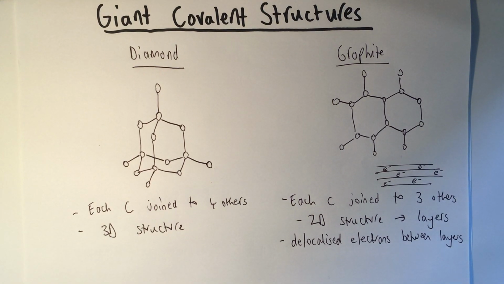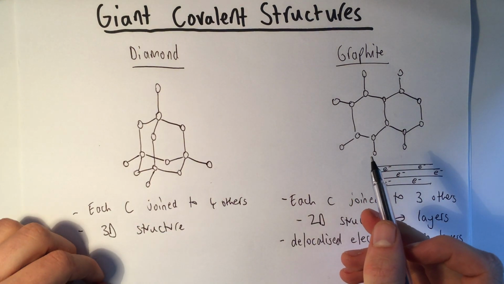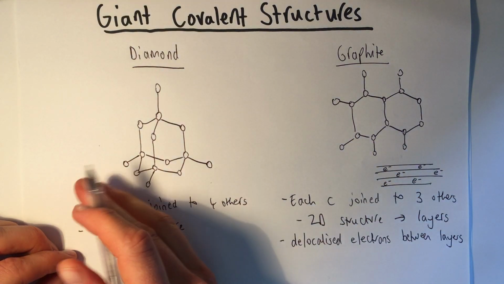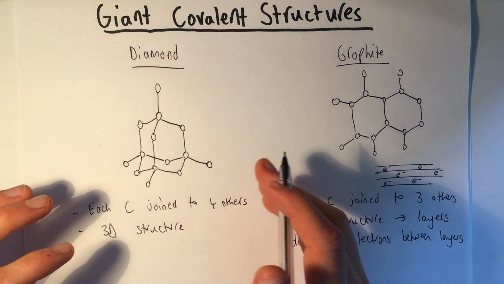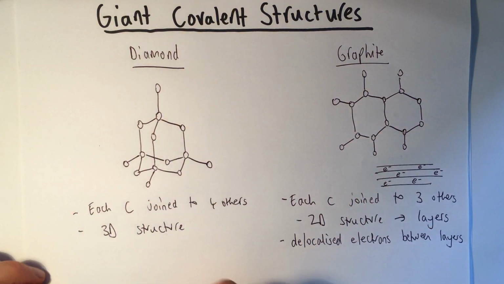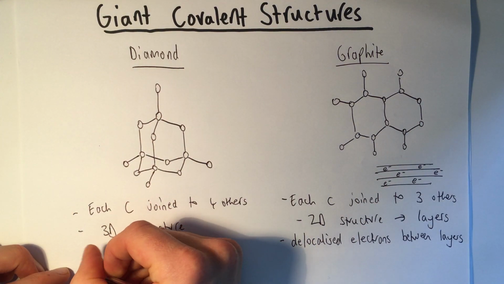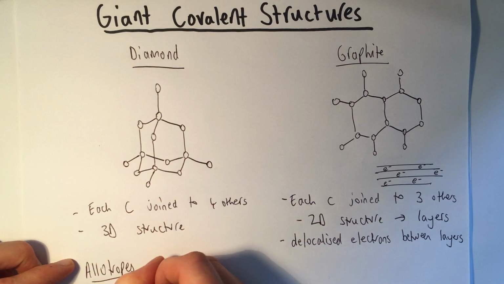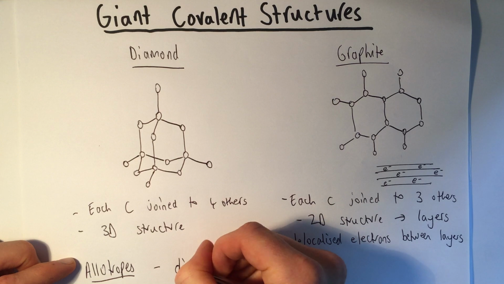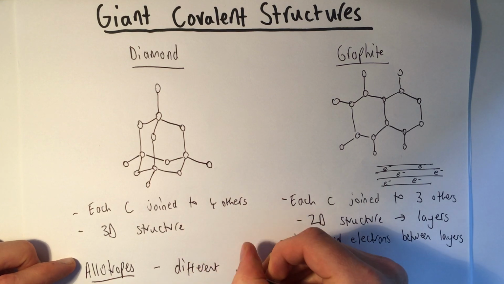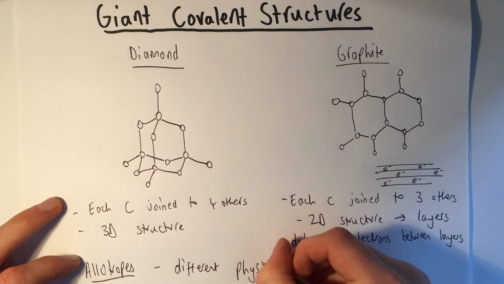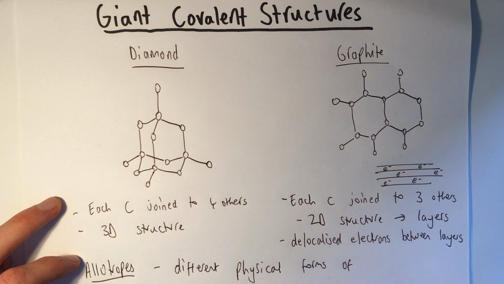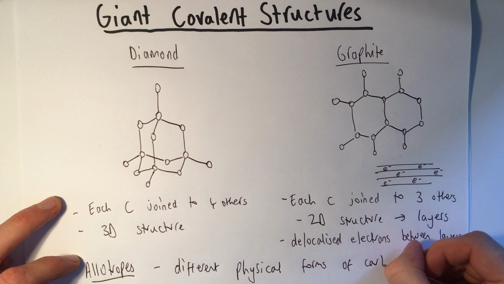Okay. So those are the two main structures. They're both forms of carbon, but they have totally different properties, and we'll look at that in a different video, how diamond is different to graphite. And we call those allotropes. That means they're the same element, but they have different physical forms. And in this case, they're different physical forms of carbon.